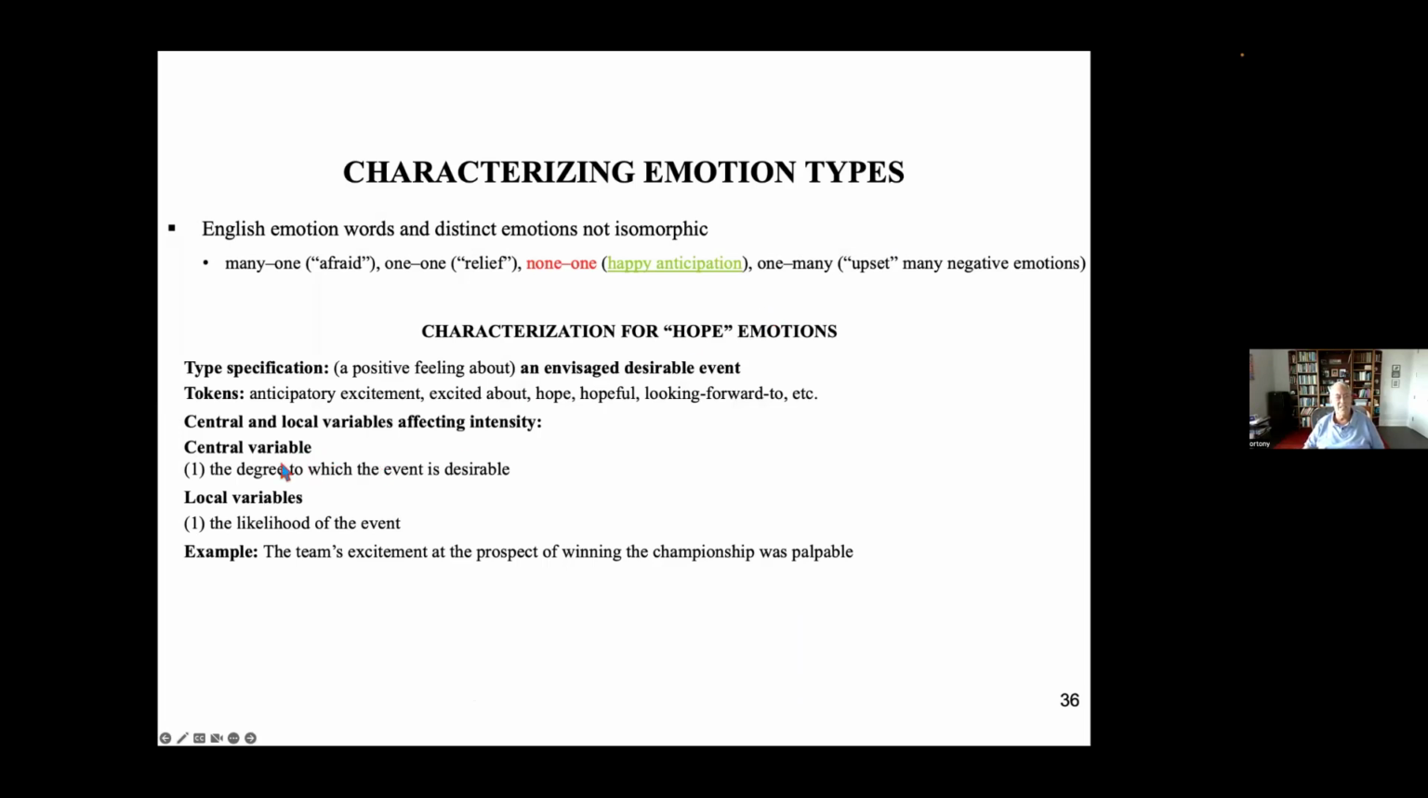So there are no words, there are no tokens for it, but there are expressions that we can use: anticipatory excitement, excited about, hope, and hopeful. Again, this is interesting, I'm planning to write a paper on this because hope and hopeful are very different and neither quite captures this. Hope is the wanting and hopeful is the sort of optimism, the belief that it's more likely than not, and so on, looking forward to. So this is just to show that there are these cases where you have no real emotion word in English, but you have a recognizable emotion that we characterize in this way: emotion type, a positive feeling about an envisaged desirable event.